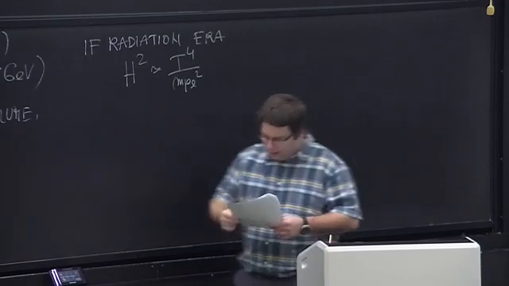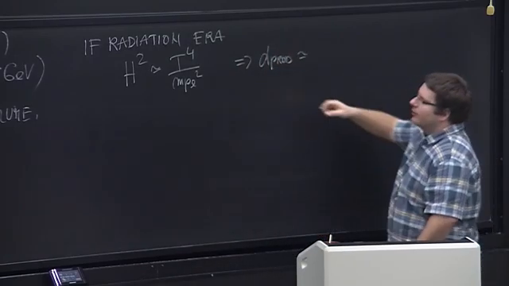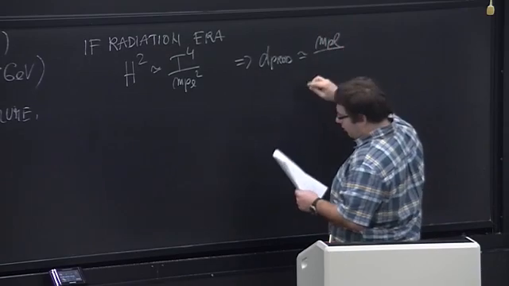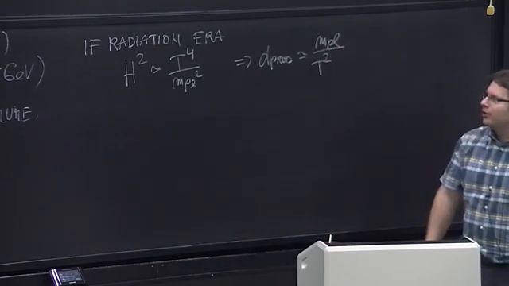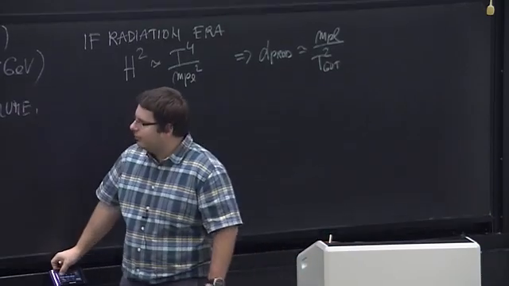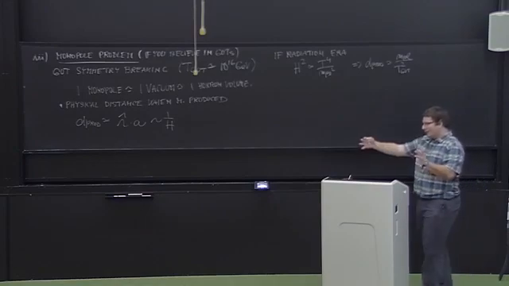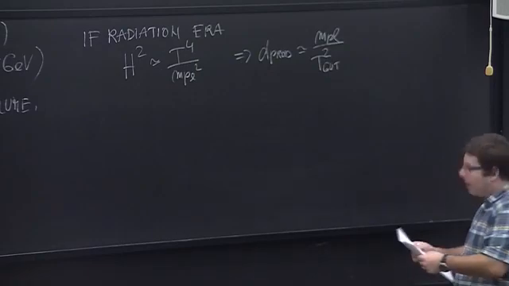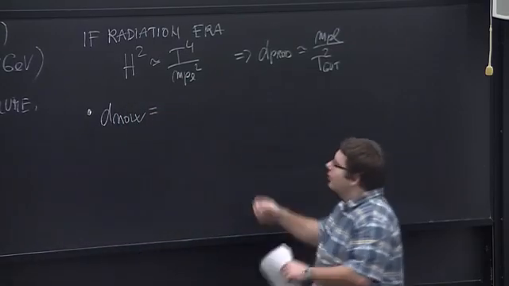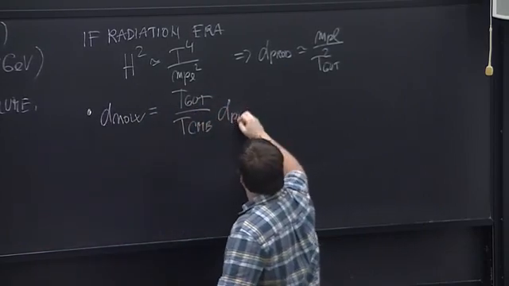So now I can plug it in, and you see that the distance between the monopoles when they were produced is something like 1 over H, so M Planck over T squared, and of course the symmetry breaking happened at that temperature, so T GUT squared. Okay, so that's an estimate of how far the monopoles were from each other. What is the physical distance between them now? Now it's just the redshifted one, so it's T GUT over T CMB times d when they were produced.